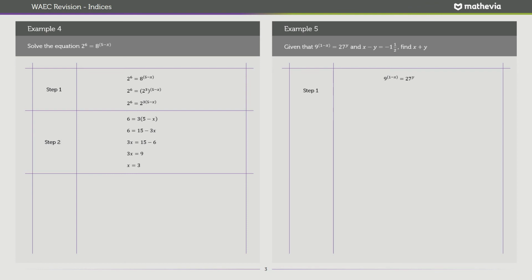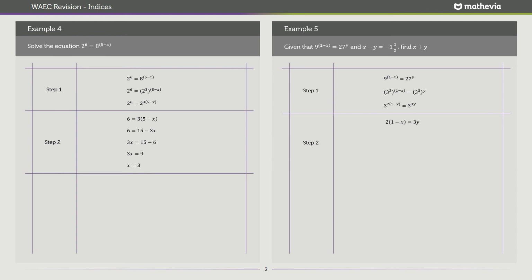Looking at these two numbers, like I said, when you're working with anything in indices, think about the simplest base number. It's the first approach. So you have 9 and 27. We're definitely working towards something that involves 3. 9 is 3 squared, and 27 is 3 cubed. So 3 squared to the power of 1 minus x, and 3 cubed to the power of y. Then we apply a power law, so we have 3 to the power of 2(1 minus x) equals 3 to the power of 3y, and we have equal base numbers.